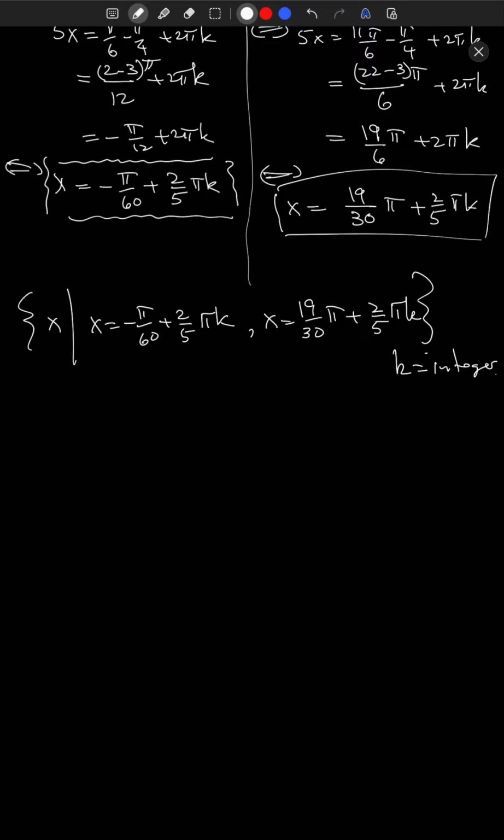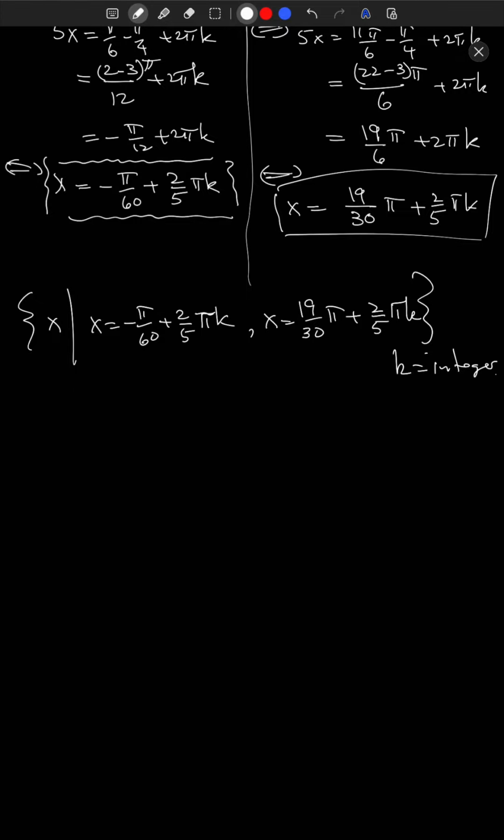And again, if you're asked to write down a specific solution, or let's say a bunch of solutions, 3 solutions, then you could use k equals 0. k equals 0, that gives you 2. k equals 1, that gives you another one.